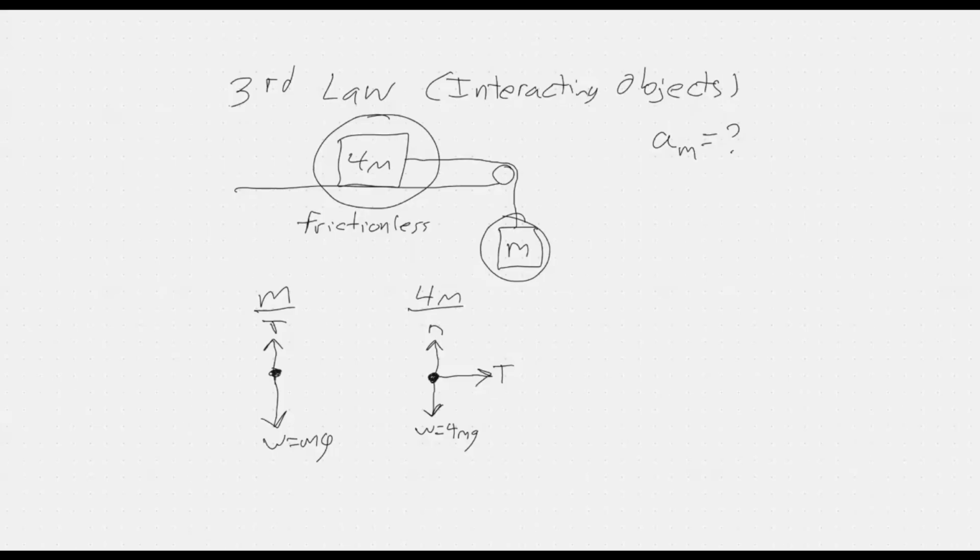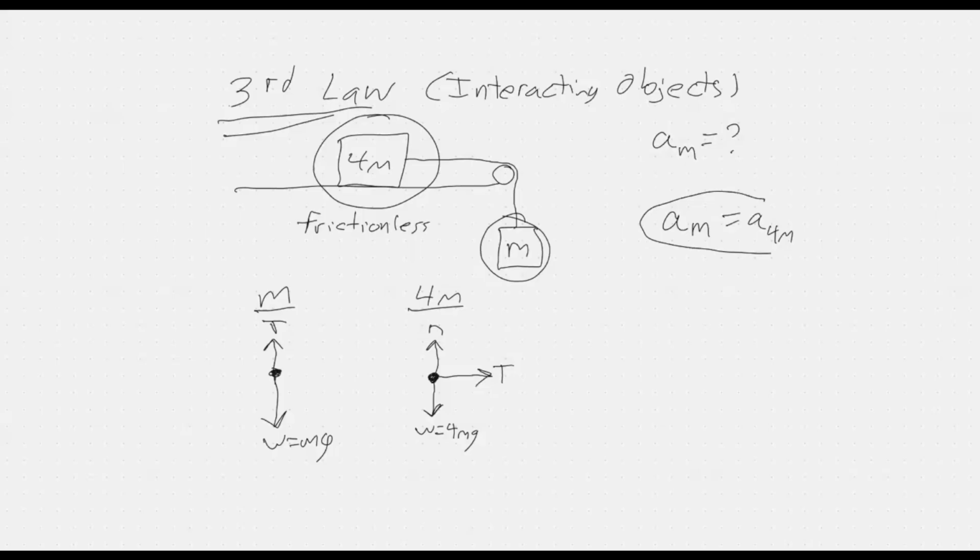The way the third law comes into play with interacting objects is that the motion of these two objects is not independent. So what I can say is a_m is necessarily going to be equal to a_4m. Why? Because they're attached by the string. If the little box moves an inch, the big box has to move an inch. So they have to have the same accelerations. That's the first thing you get for free from interacting object situations.